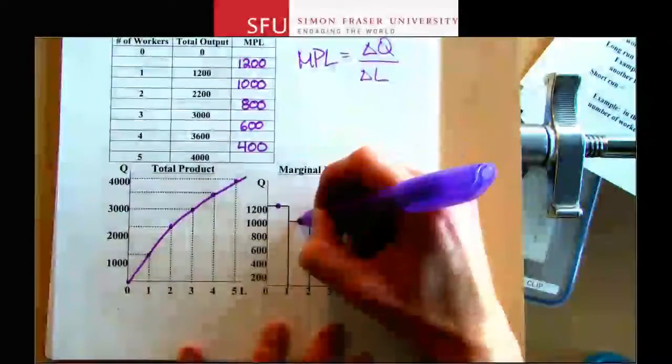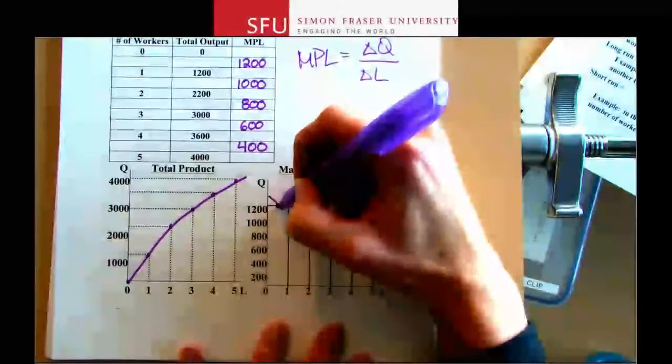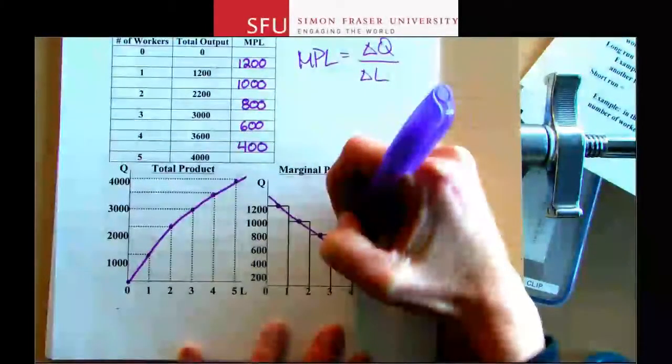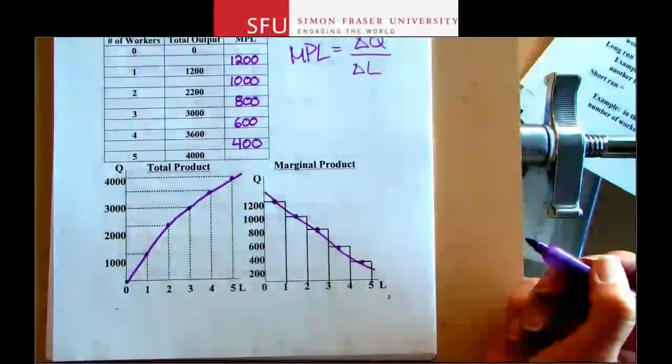And again, if you want to draw a line through a step graph, then you can just draw the line through the midpoint of each one. So that would be diminishing marginal product.